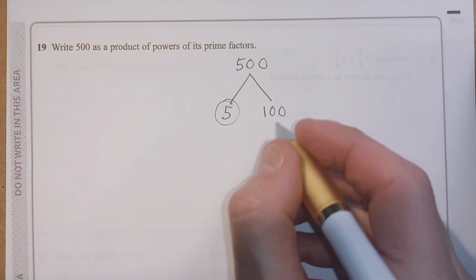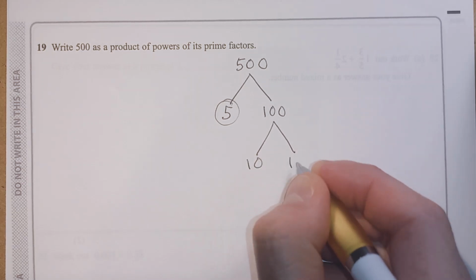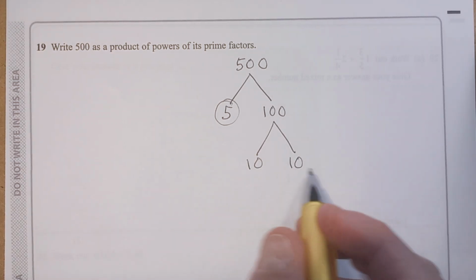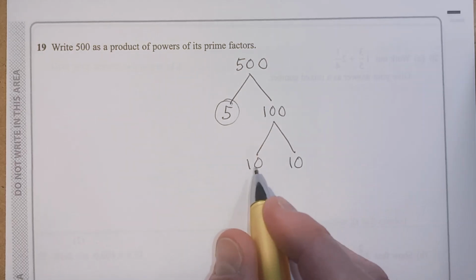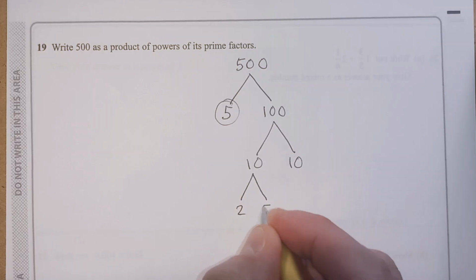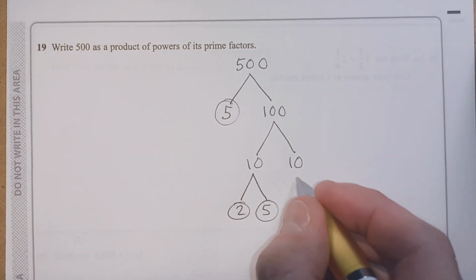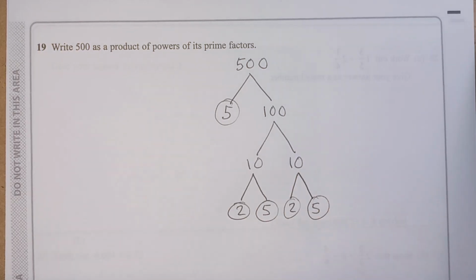Well, I know 100 is 10 times 10. Okay, 10 is not prime, so we can keep factorising these ones. Well, what numbers multiply together to make 10? Well, we can have 2 times 5. 2 and 5. And 2 is prime, and 5 is prime, so we stop there. And this 10 is also going to be 2 times 5, and they're both prime.